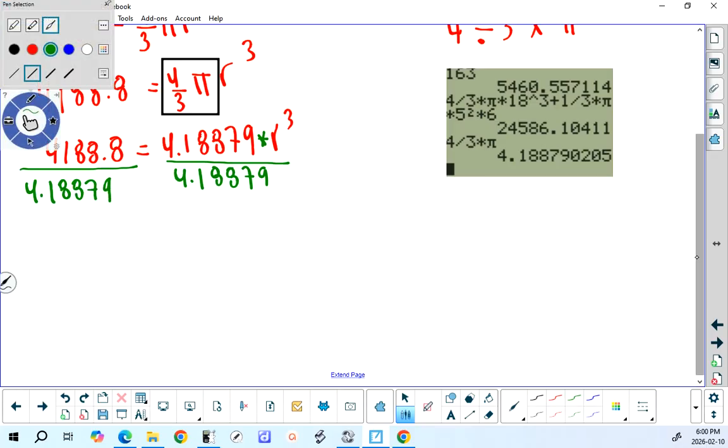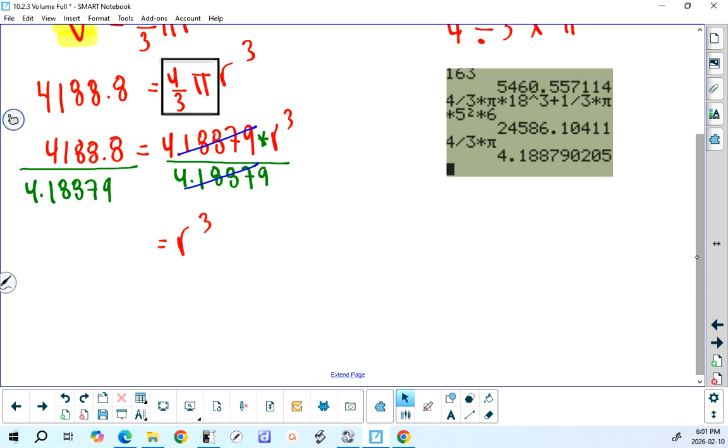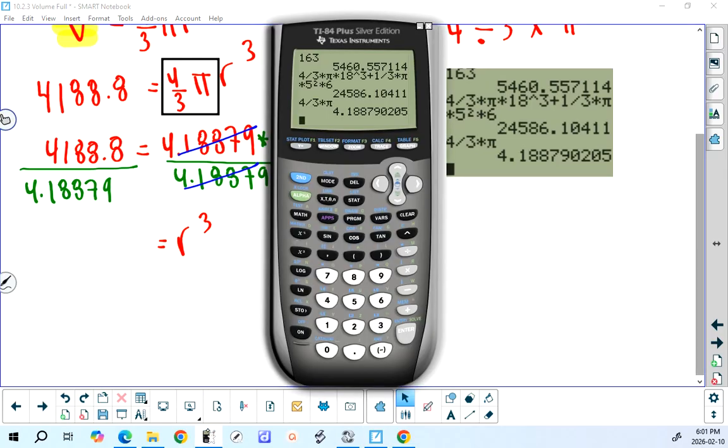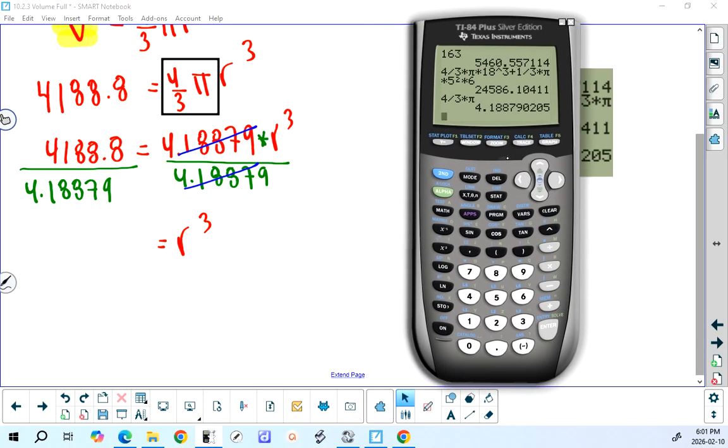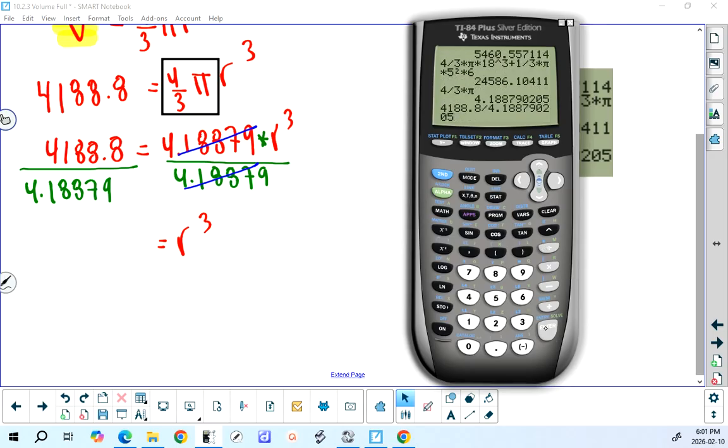And what's going to happen, of course, is that this cancels with that, and you're left with r cubed equal to whatever this number is. I'm not saying that like it's a big mystery. I'm saying whatever it is, which we're going to find. We need to take 4188.8 and divide by that 4.18879, so divided by that number above it. And what we get is pretty much 1,000.